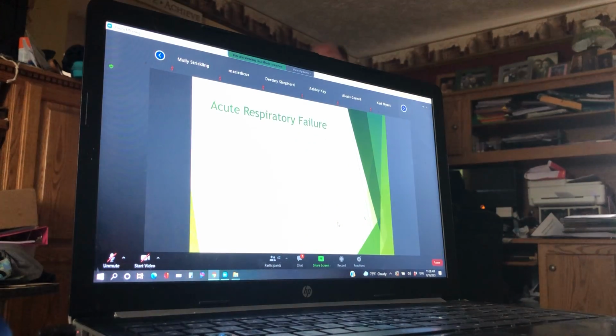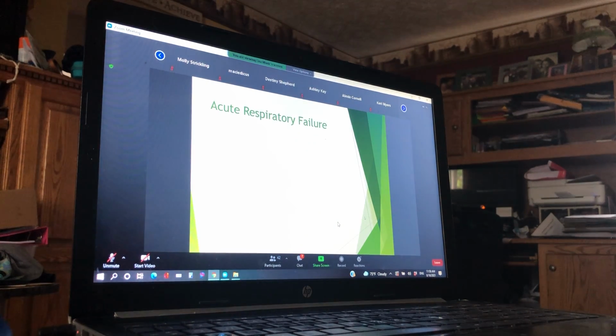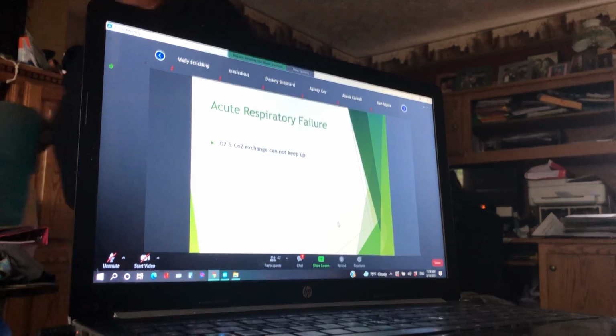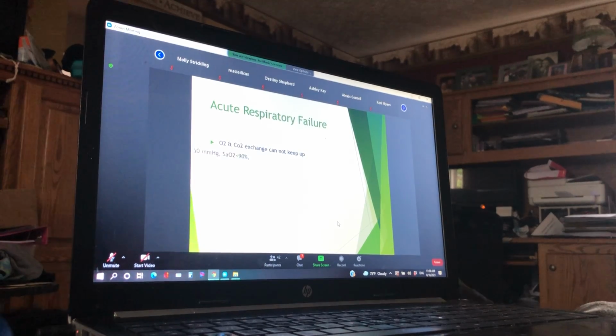Also, our pH, we tend to become more acidotic when we have respiratory issues. So a lot of your ill patients in the hospital, you really don't see a lot of respiratory alkalosis. You see more respiratory acidosis with sick patients than you do with anything. So that's essentially what we're saying there. The CO2 and the O2 cannot keep up.